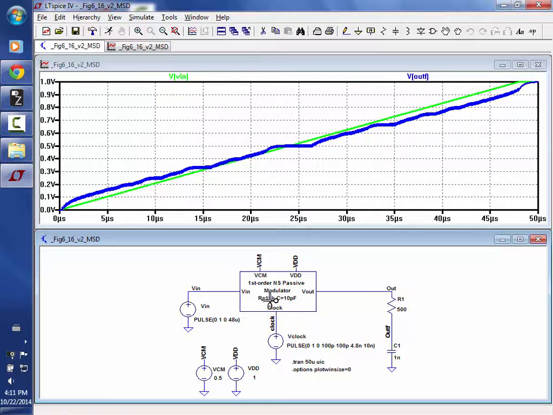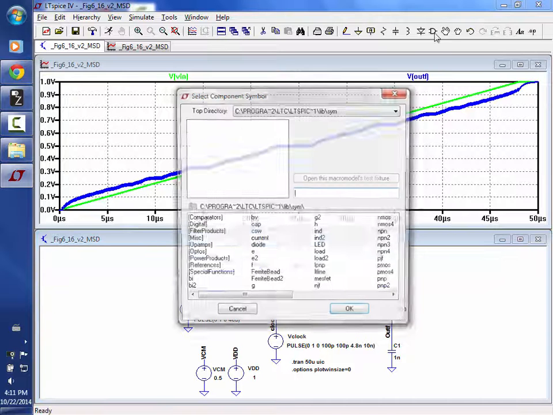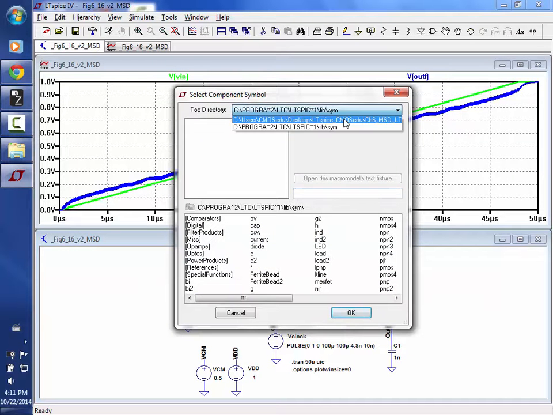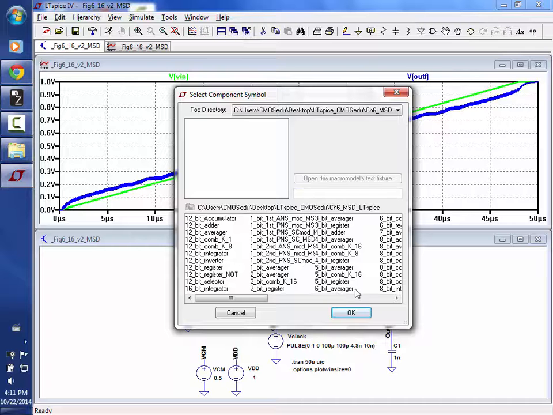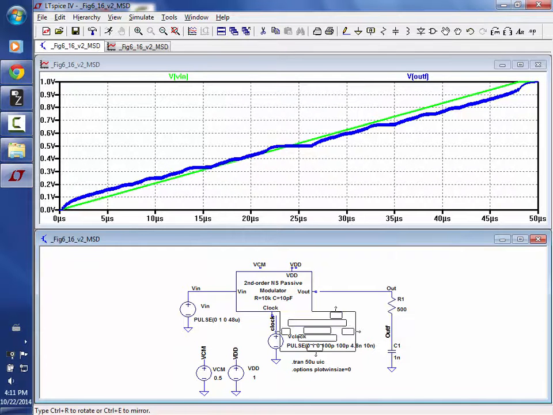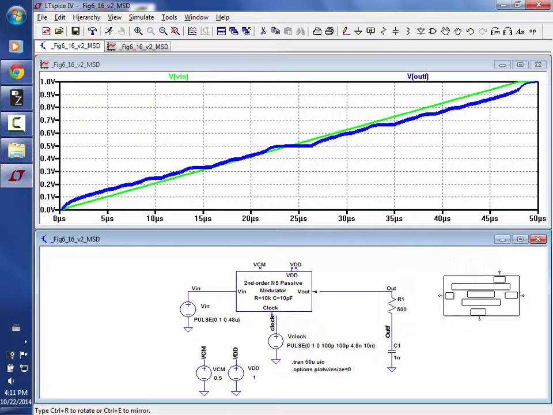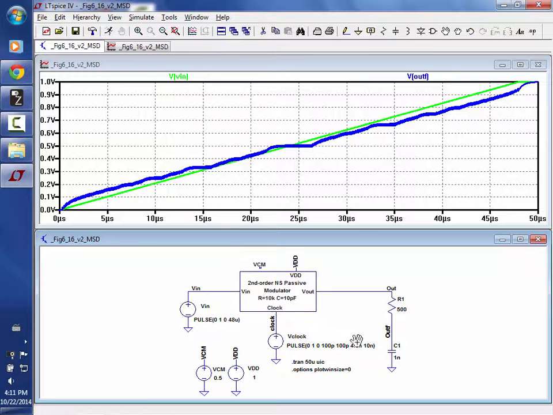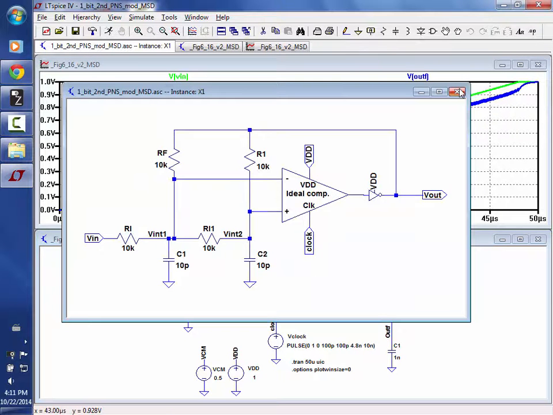Actually, why don't I just go grab a new component? We'll use the same exact sim and go down to the 1-bit second order passive noise shaping modulator. Oops, why didn't that line up? Oh, because I didn't put it in there right. And then we don't need the common mode voltage because our comparator, just to prove that that's the same circuit we were looking at. There you go.